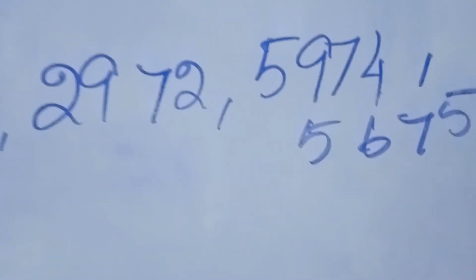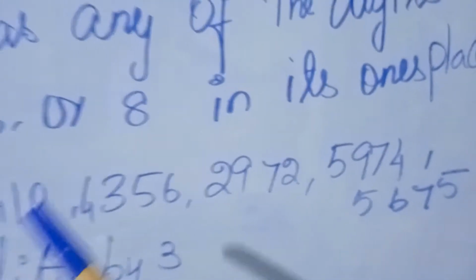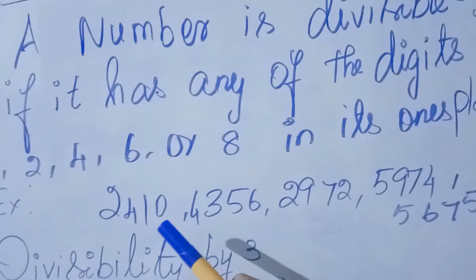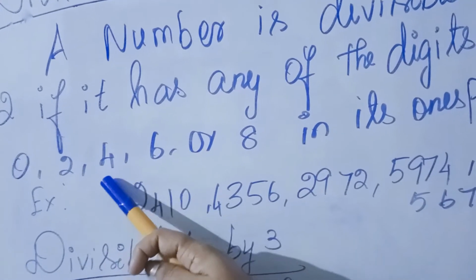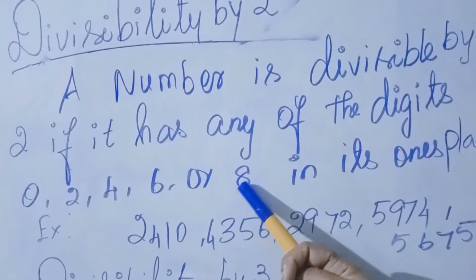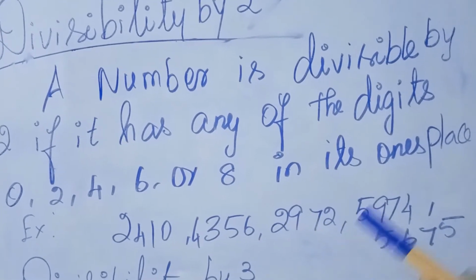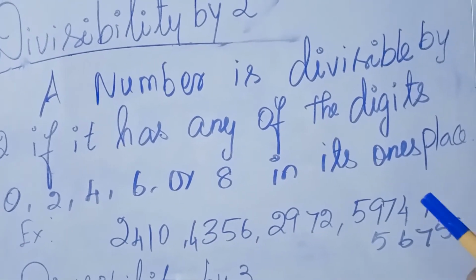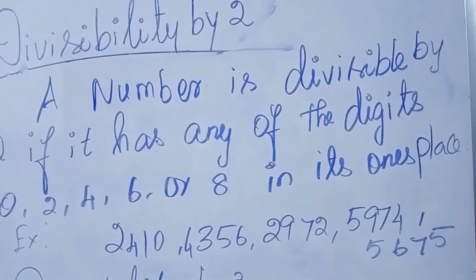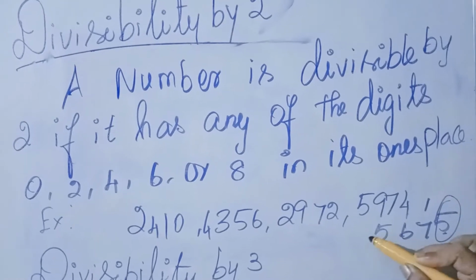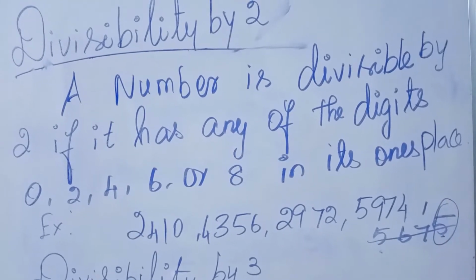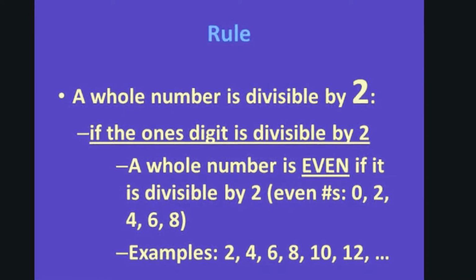So if a number is divisible by 2, the ones place will be 0 or 2 or 4 or 6 or 8. If any other digit is there, it is not divisible by 2. So here the ones place is 5, so it is not divisible by 2.